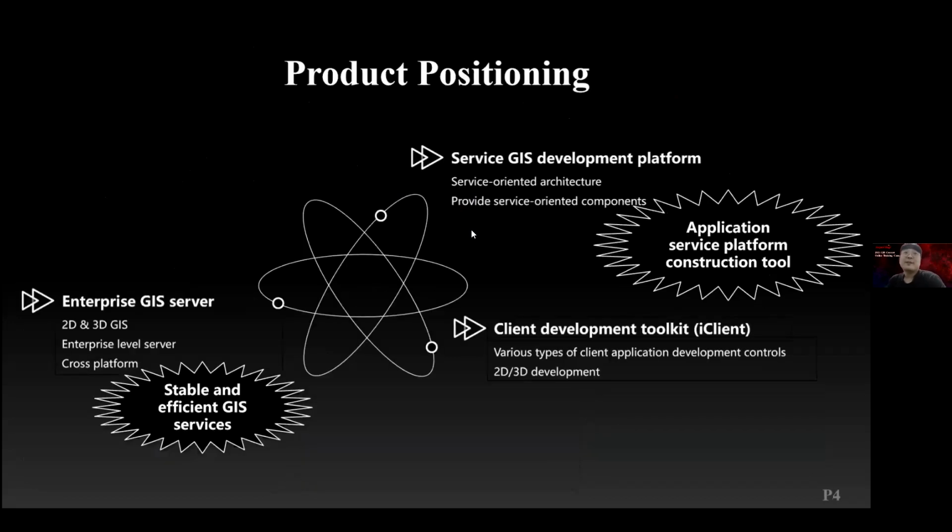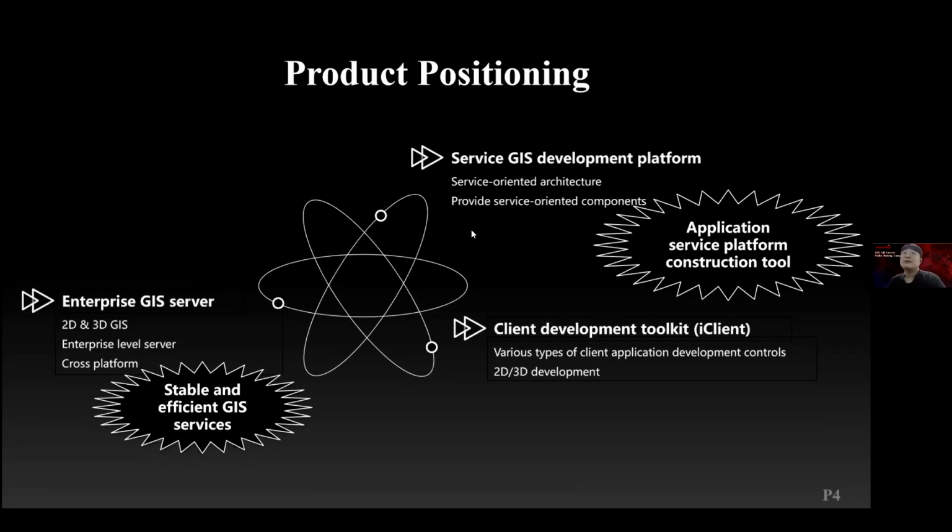As I mentioned, the product positioning of iServer is to publish the spatial data and GIS capabilities. So the SuperMap iServer, first, it is an enterprise GIS server. It supports 2D and 3D GIS, and it is an enterprise-level server. And of course, iServer is cross-platform. It can run not only on Windows, but also on Linux natively.